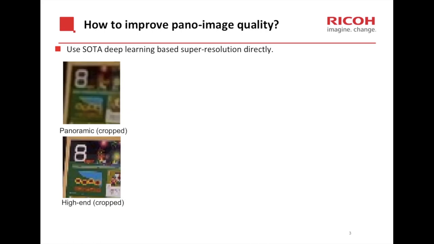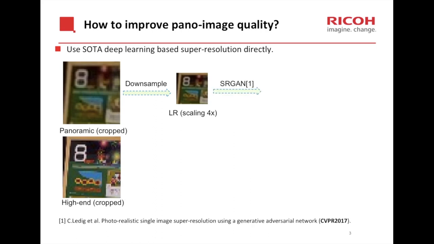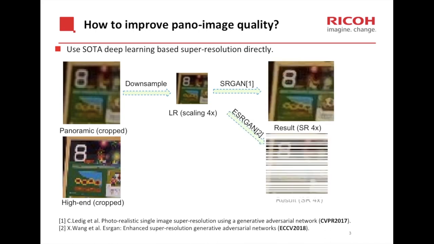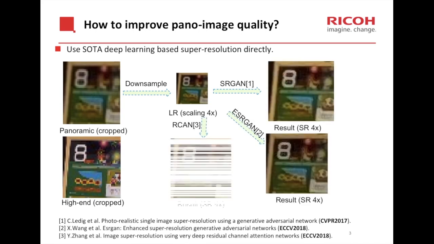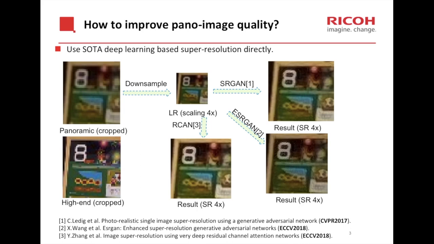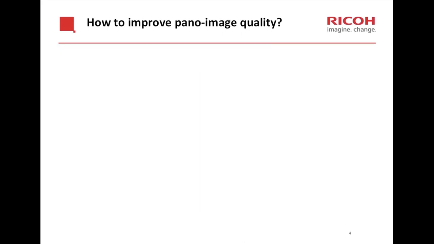For example, we can downsample the original low-quality image to create a low-resolution image. Then we super-resolve it using state-of-the-art methods such as SRGAN, ESRGAN, or RCAN, using the provided models and architectures. We hope that we can get a super-resolved image better than the original one in terms of texture details and clarity. However, all of them failed to generate good results.